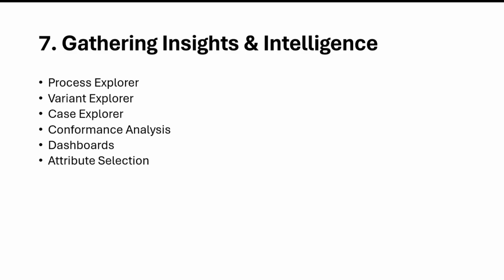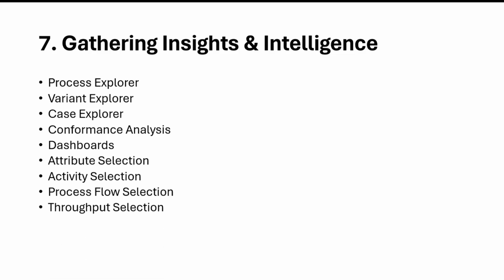The first one in that is attribute selection. The second one is activity selection. Third one is process flow selection, fourth one is throughput selection, the fifth one is rework selection, and finally crop selection. So there won't be any theory in this class. Let's directly jump into the actual dashboard which we created for this lead to conversion process, and we will try and look at these different analysis to look for different insights and intelligence.